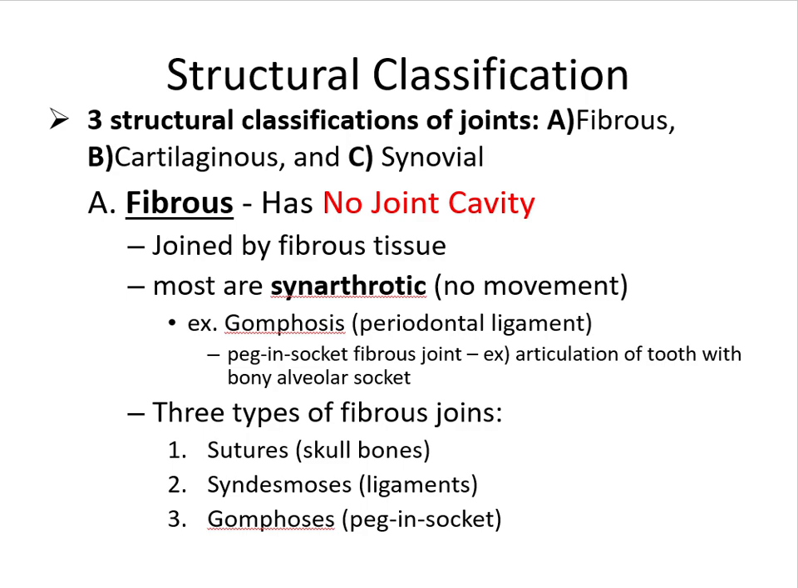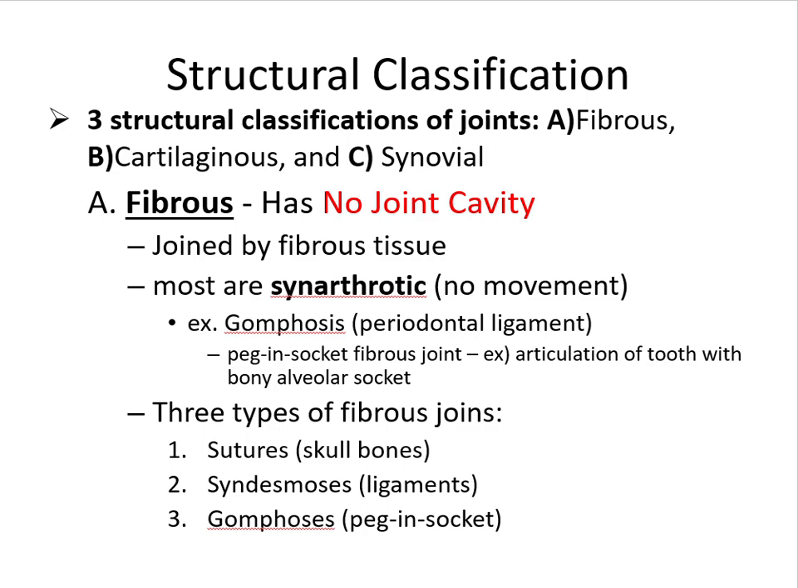Now we'll start with fibrous joints. Fibrous joints have no joint cavity. They are, hence their name, joined by fibrous tissue, and most of them show no movement or are synarthrotic. A great example is a gomphosis, or a peg and socket joint, that we see between your tooth and its alveolar socket of your mandible or your maxillary bones. So this is an articulation, again, between tooth and bone.